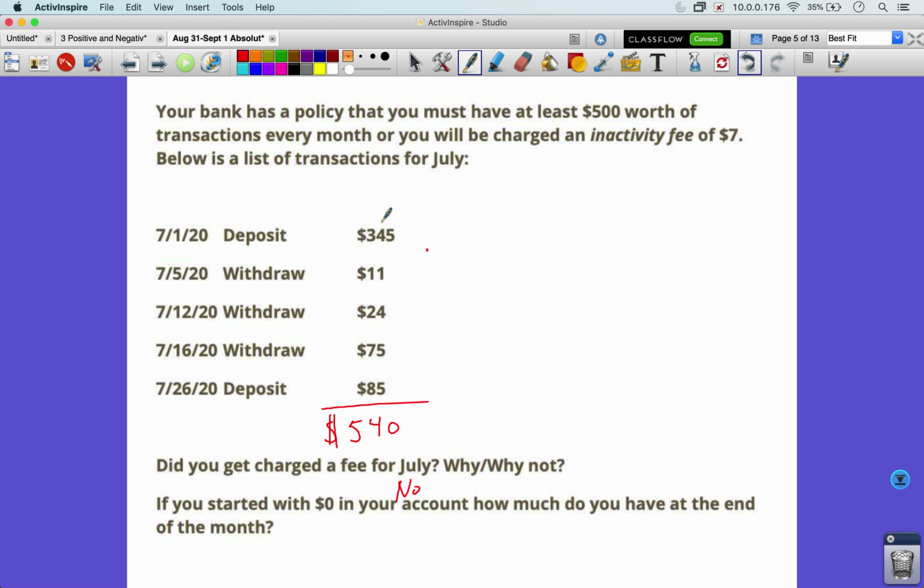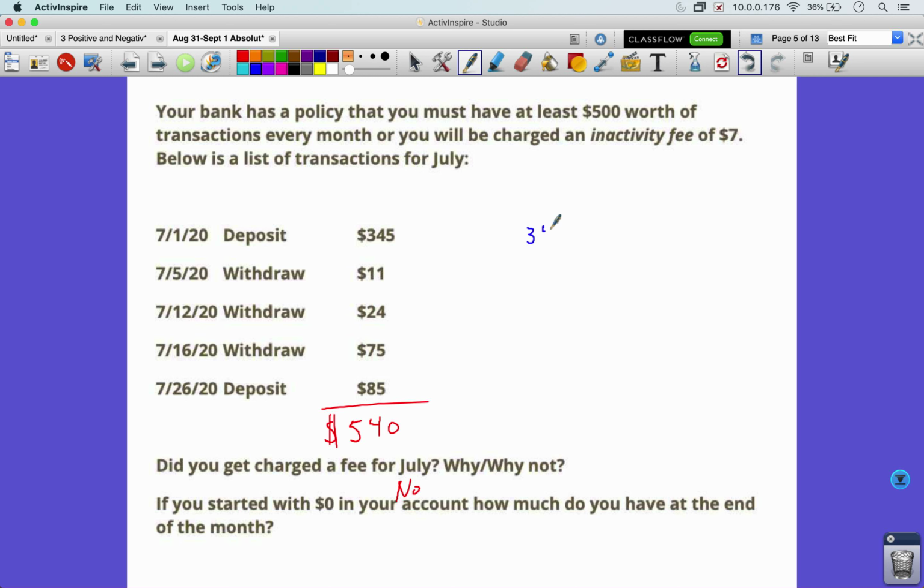No. We had enough activity in our account to show that we're using it enough not to be charged. If you started with $0 in your account, how much do you have at the end of the month? Do you have $540 in your account? No, we have to treat these as positives and negatives.